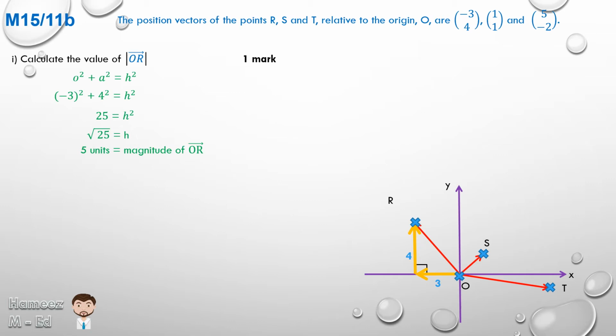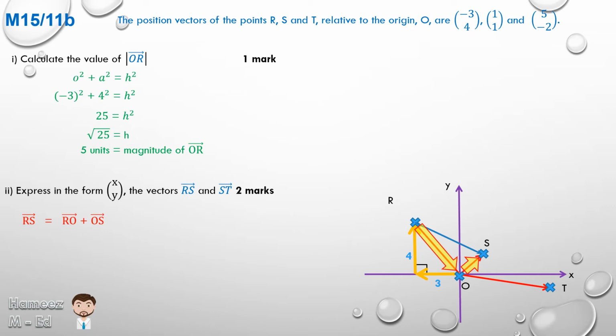Part 2. Express in the form of a column vector (x, y) the vectors RS and ST. So let's look at RS. See what happens on the sketch. For us to go from R to S, we can pass from R and head to O, and then from O, we can head to S. So we got our first line, RS is equal to RO plus OS.